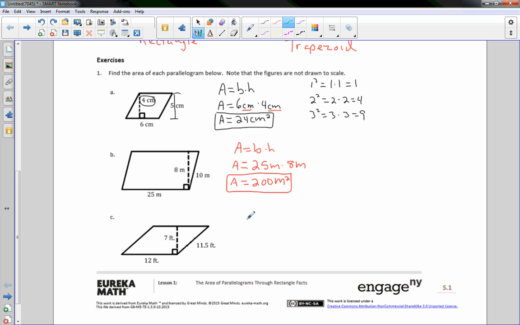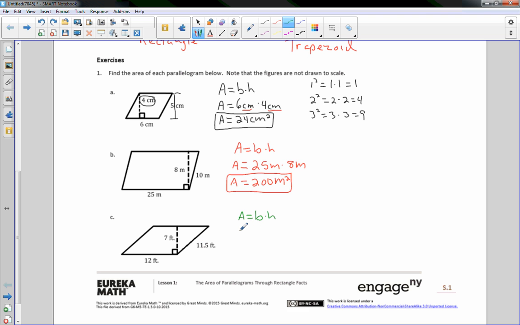Okay, number 3, or part C. Step 1, write the formula. A equals base times height. This is a parallelogram. I look at the 12, I look at the 11.5, it is not the same distance, so I can't call it a rhombus. It is a parallelogram.